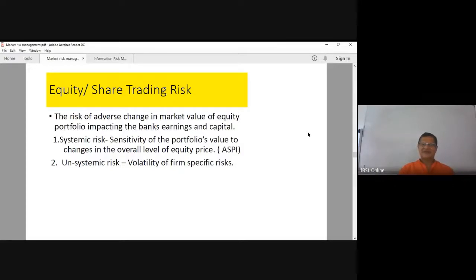But there are certain other specific risks. For instance, the CEO who manages one of the hotel chains resigned and joined another one. There's a possibility that management controls will change. As a result, share prices can come down. Those we call unsystematic risk. So share risk can come from systemic risk and unsystematic risk.